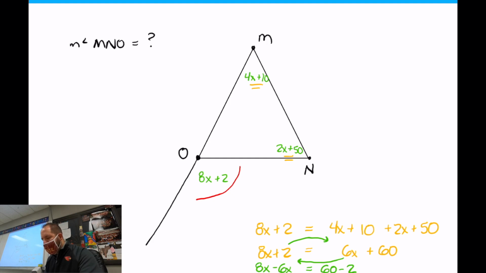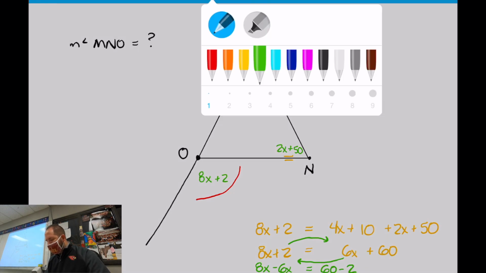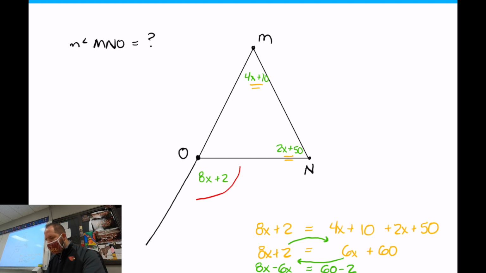And what we're going to get, I ran out of space here. We should get a 2x. Let me just get rid of this. We don't need all that. We have a 2x on the left side. And on the right side, we have, what, a 58? Now what? Divide 2 from 58. Yeah, divide by the 2, right?